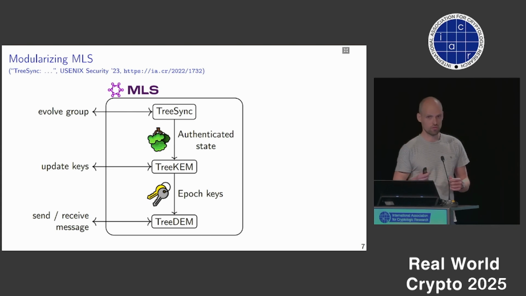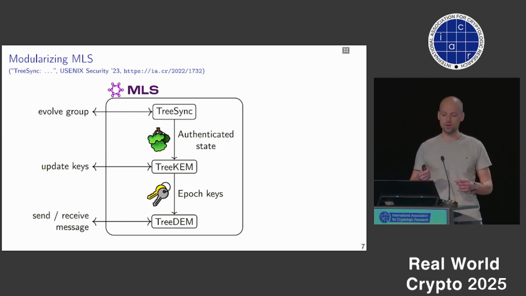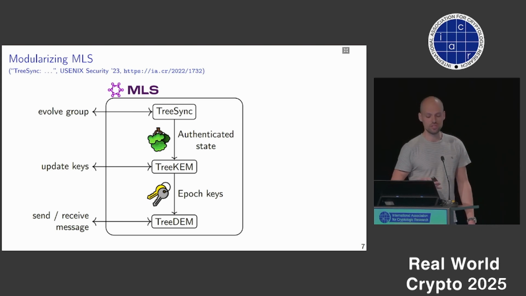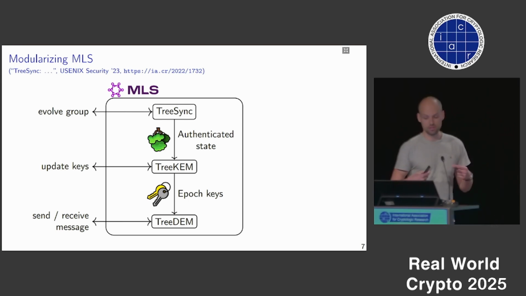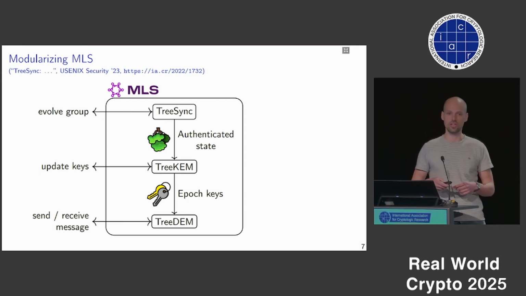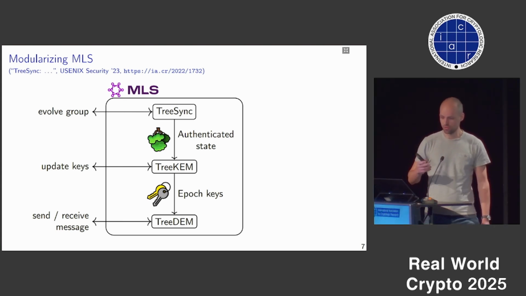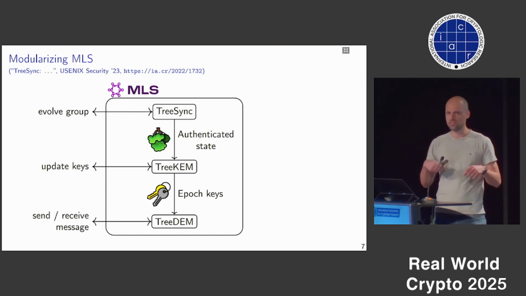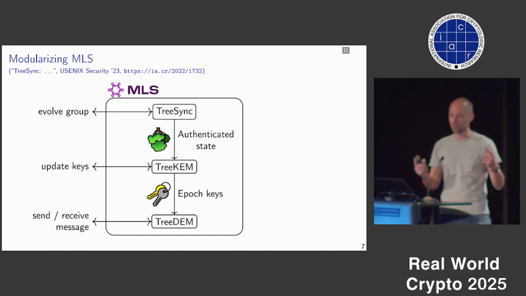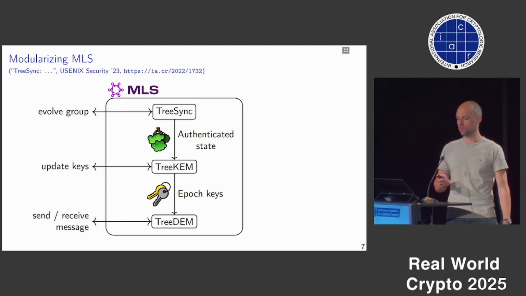TreeKEM is in charge of updating keys and rotating them, which provides to MLS strong confidentiality guarantees, such as post-compromise security and forward secrecy. And TreeKEM gives these epoch keys to TreeDEM, which is finally in charge of sending and receiving messages. This modularization was crucial for us because it allows us to analyze the protocol modularly, and analyzing MLS as a single monolith would have been too difficult.